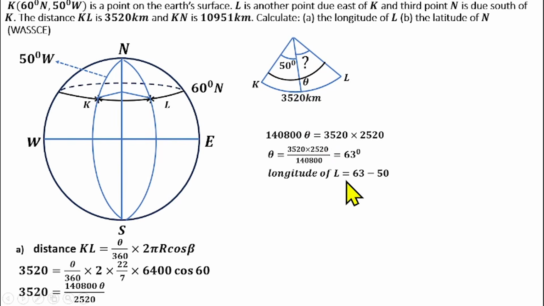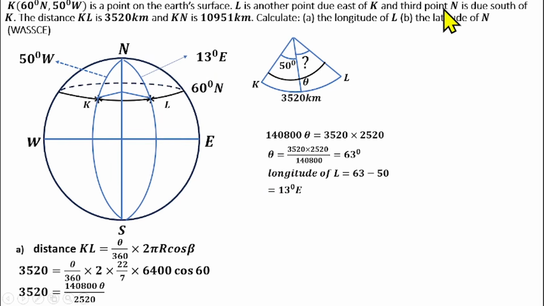So the longitude of L will be 63 degrees minus 50 degrees, because the angle here plus the angle here will give us the whole angle here, which is theta. So that will give us 13 degrees, and our L is in the east, which means the longitude is in the east. So the longitude of L is going to be 13 degrees east.